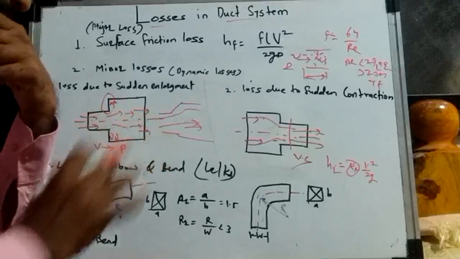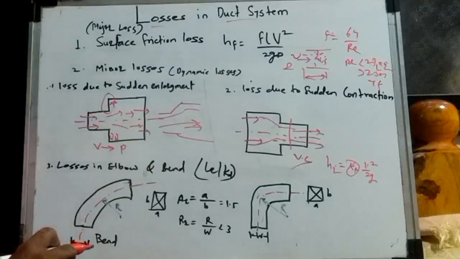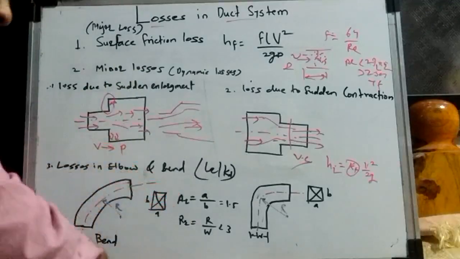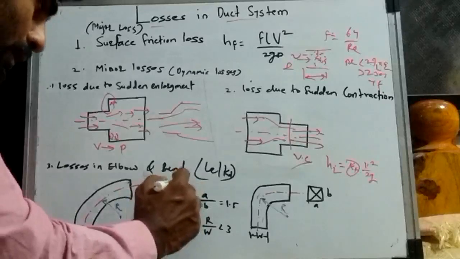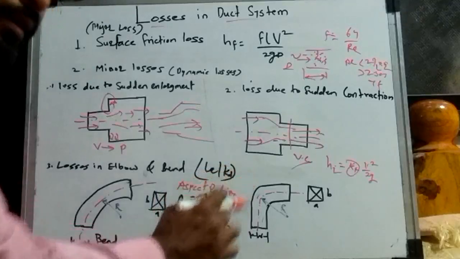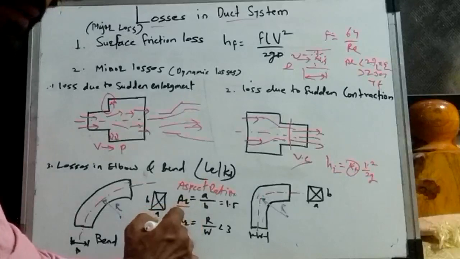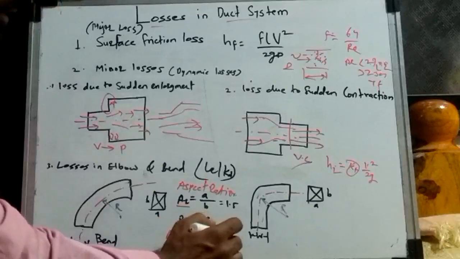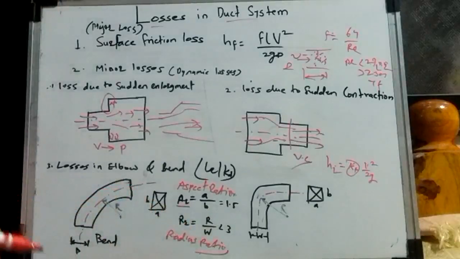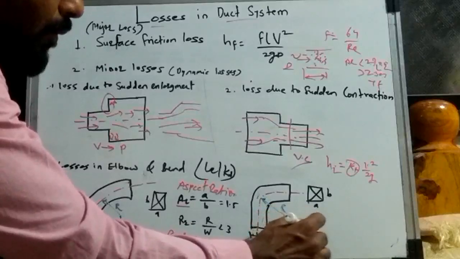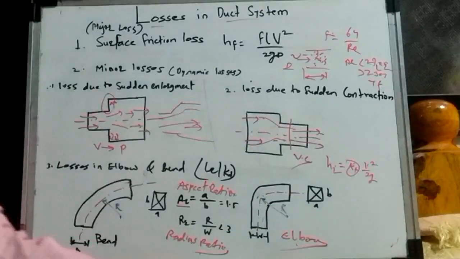So we have to consider this factor while designing, so that minimum losses occur. Again, if you consider the elbow, there is an aspect ratio, right? And the second parameter is the radius ratio. We also have to consider these while designing or selecting a particular type of elbow or bend for a duct arrangement or supply arrangement.